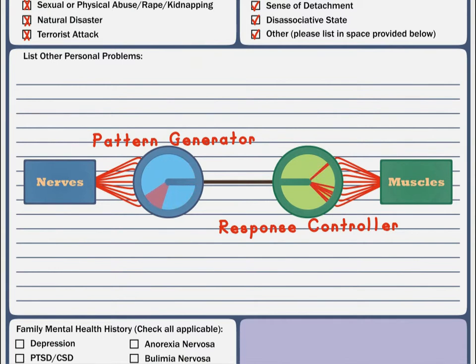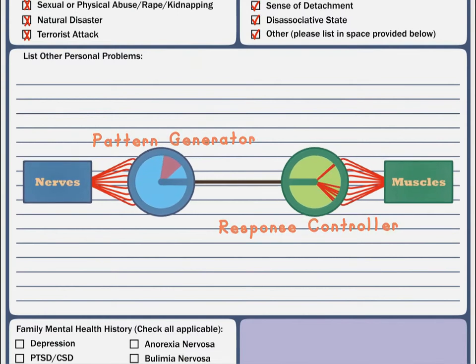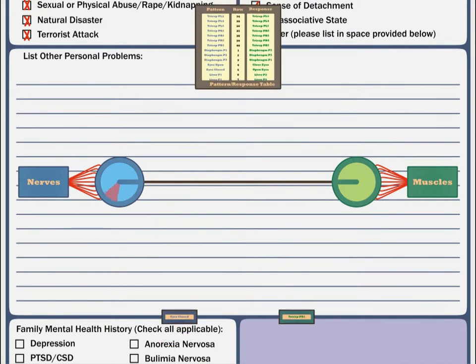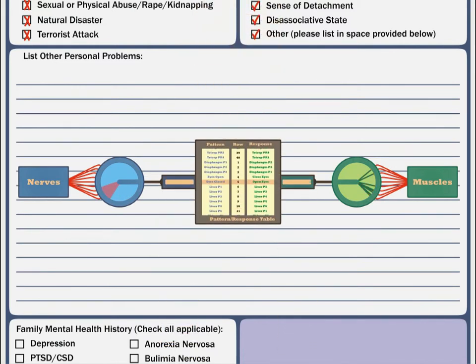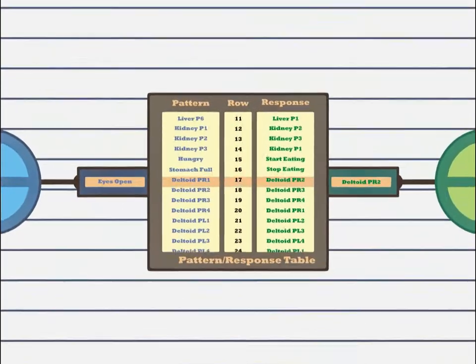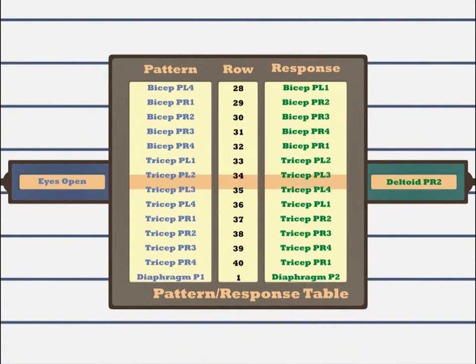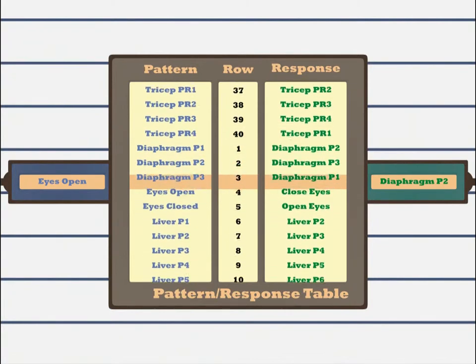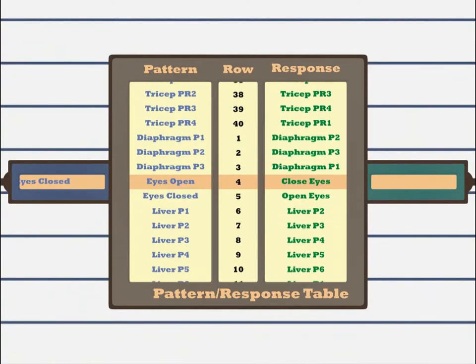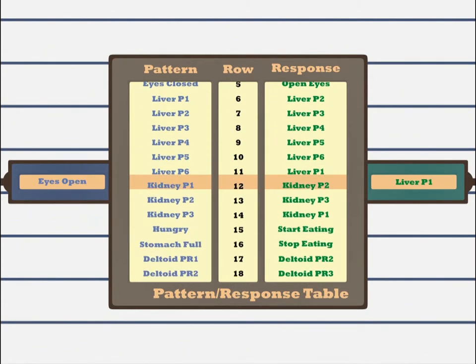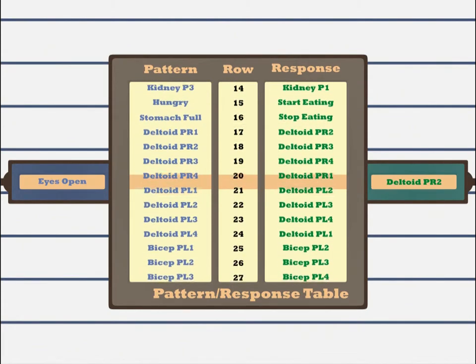What is needed is a method of holding a series of inputs and matching them to the appropriate outputs. The simplest implementation of this is to use a table that holds nerve patterns matched to a response for the muscles. This can be a simple table with only 3 columns. The first column holds input patterns like those sent from the pattern generator. The next is the row number of each table entry. The final column holds responses to be sent to the response controller.